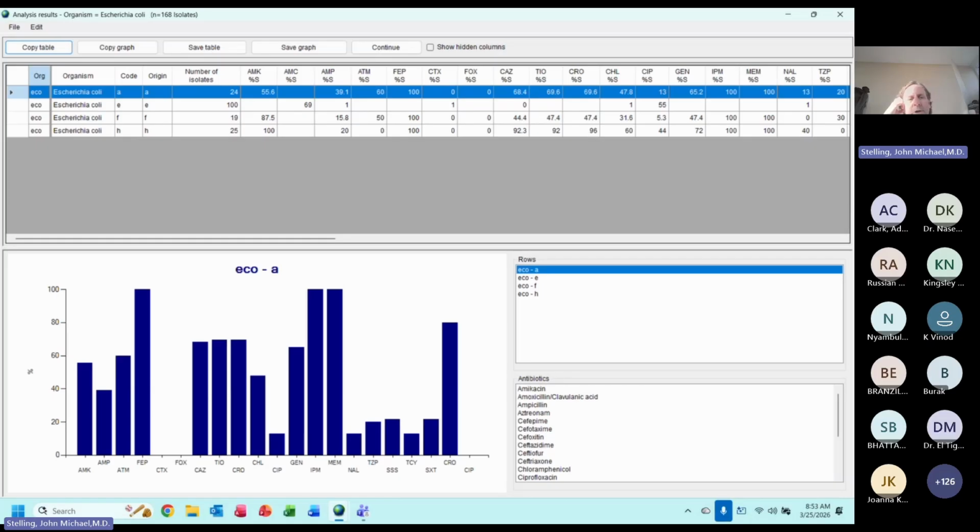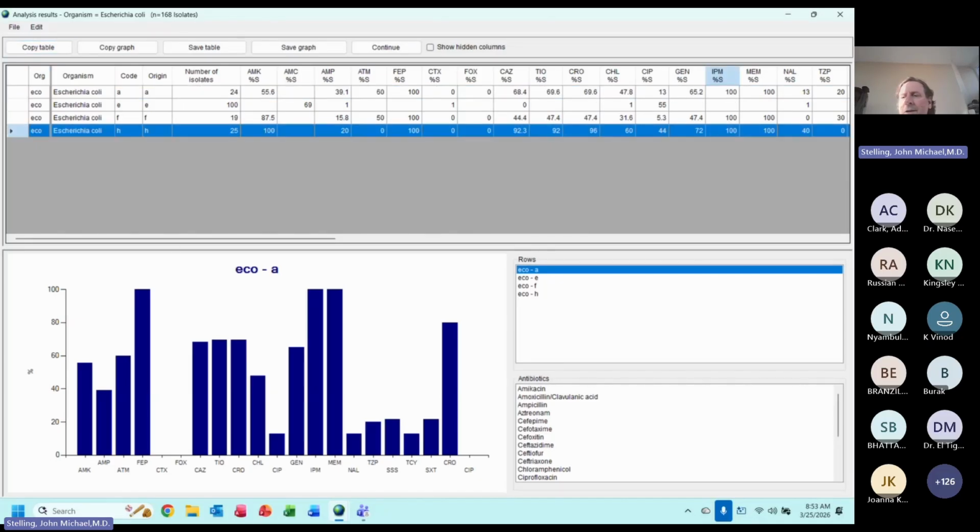So this is what I call data stratification. Just stratify it, just choose origin or animal species or farm or region, and it will show you the antibiogram for each value for the variable that you have selected. On this example, let's see if I see anything interesting. Before I do that, where's imipenem? Oh, not a good example.